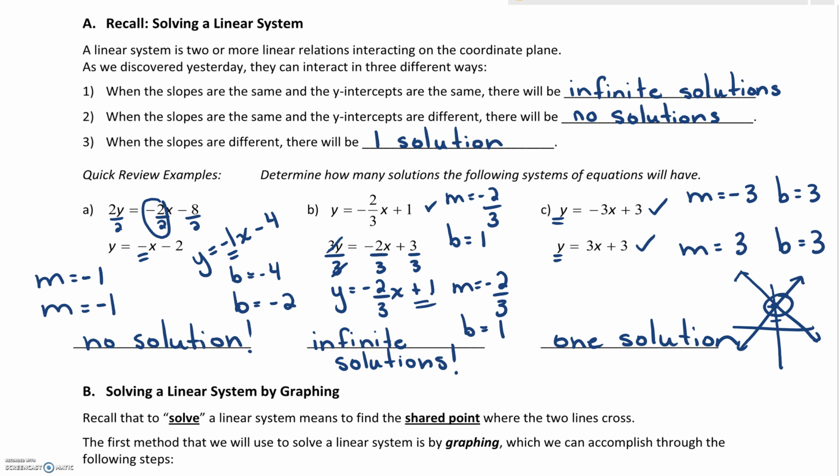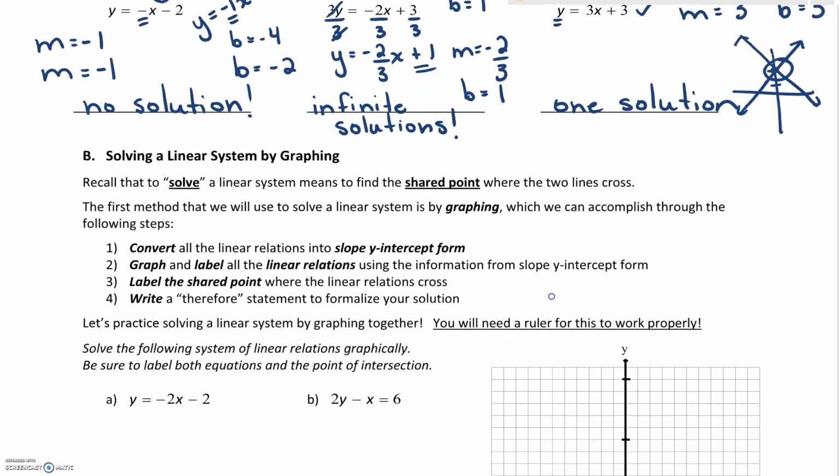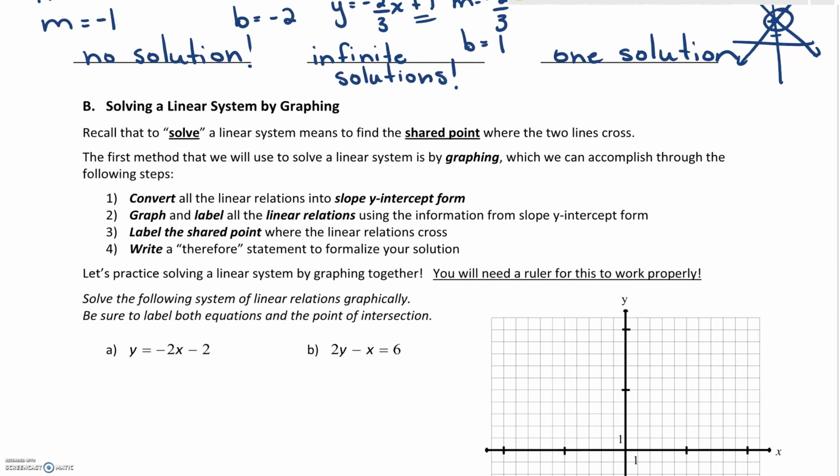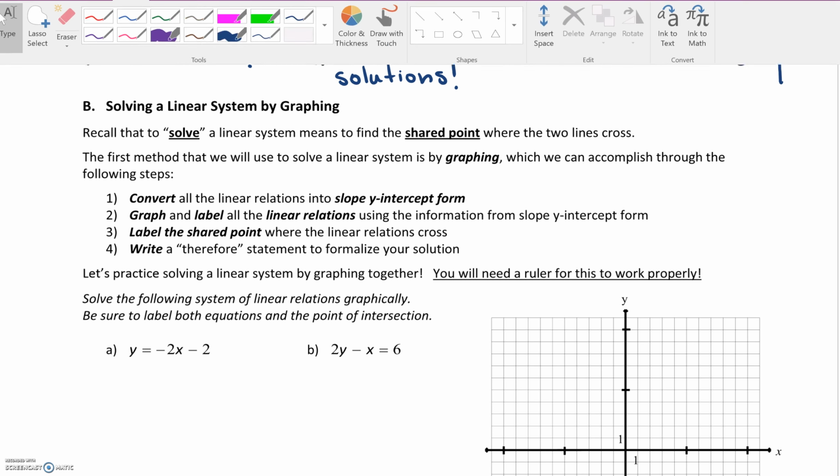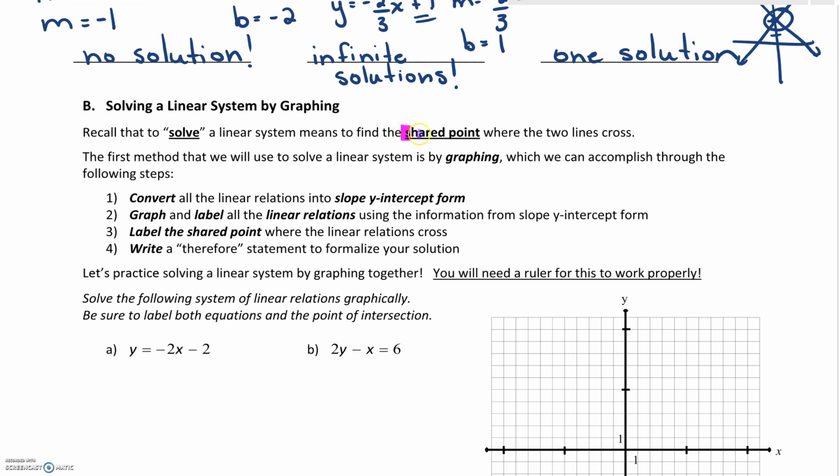So that's a recall of what we did yesterday. Today we're going to remember that solving a linear system means to find the shared point. So you may want to highlight that or underline it. It's just very important to know that the shared point is where the two lines cross.